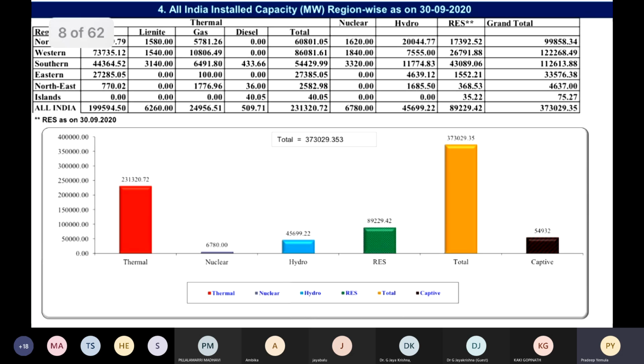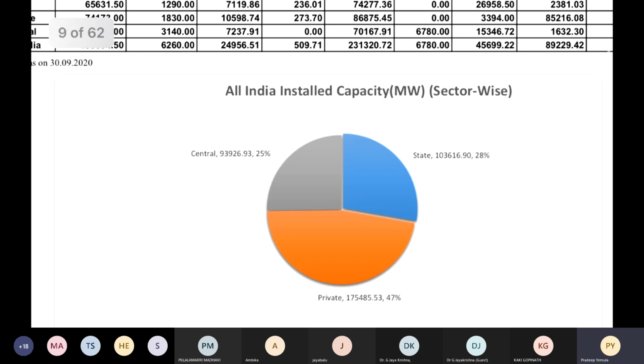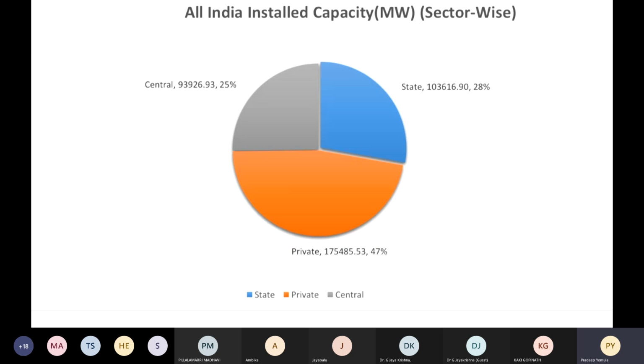owned by the central government. But if you actually look at the pattern, right now the central government is actually the least, only 25%, whereas the state governments are at 28%, and the private sector is almost 50%, about 47%. And within no time, probably in the next 6 months to 1 year, the private ownership of installed capacity in India will become more than 50%.